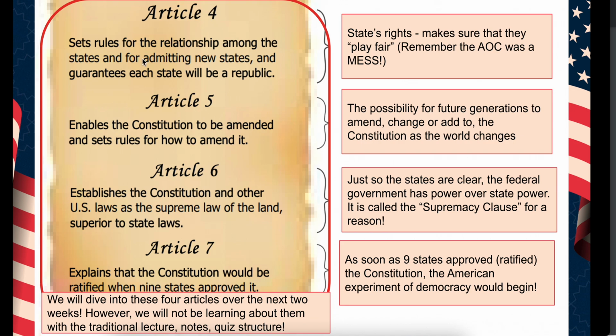tomorrow, as well as Thursday and Friday, we're going to be focusing on Article 4, as well as a little bit of Article 6. They kind of go together. All right.